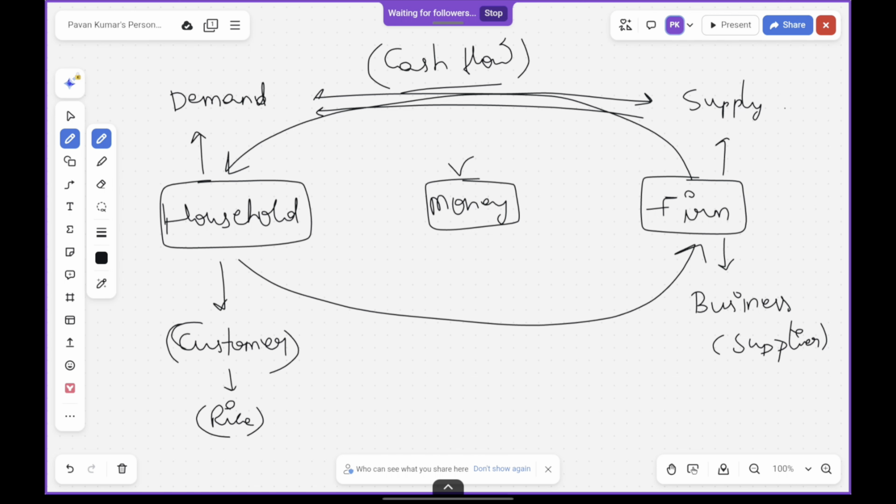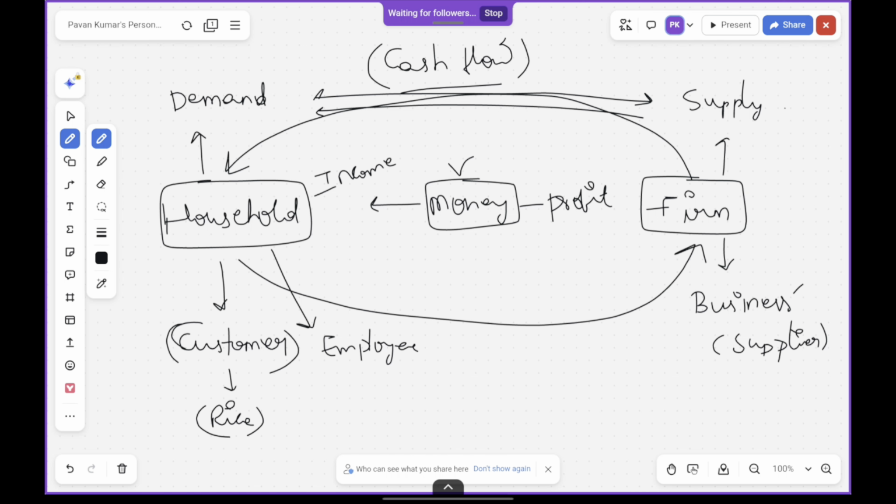So when the money is earned by the firm, what is it called? It is called profit. Correct. And when the money is earned by the household, what is it called? Income or salary. Why am I saying income or salary? Because the customer can even be an employee, because the majority of the people residing in the household are employees who are dependent upon the job or the employment which is generated by this business.